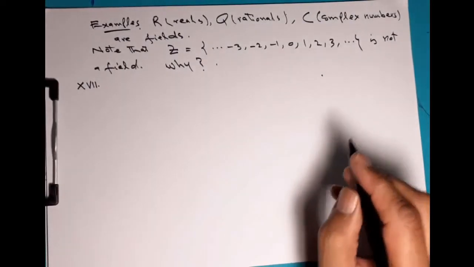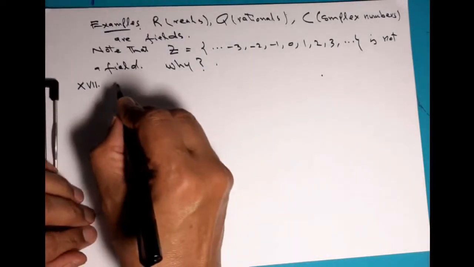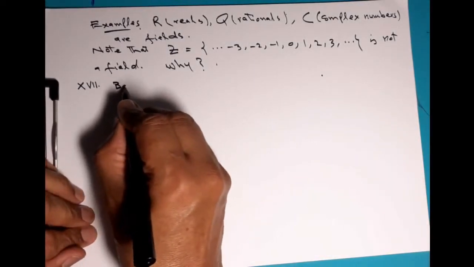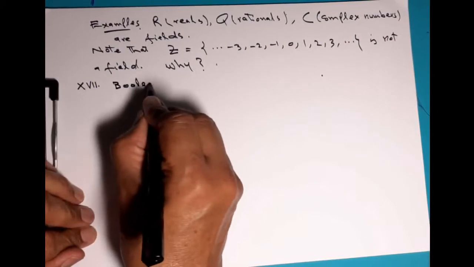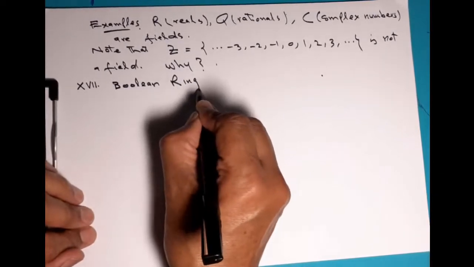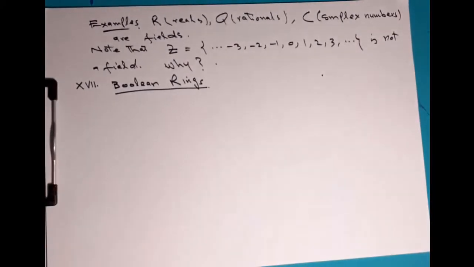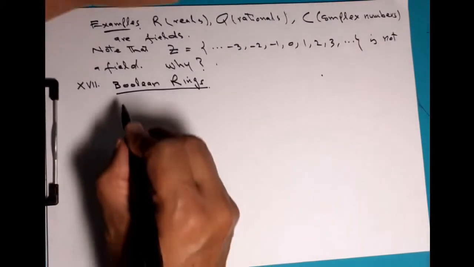So let's see a concept which is called Boolean rings. Let's see what Boolean rings are. Let me define it first. The definition goes as follows.